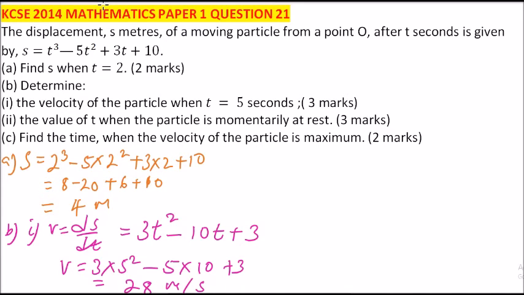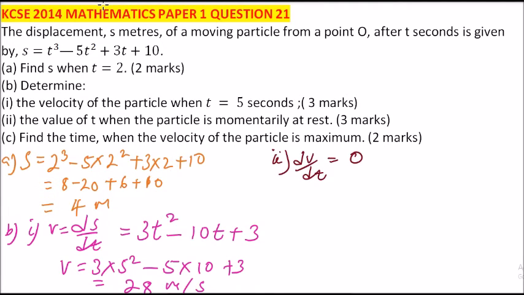Then we have part Roman number 2, where we are told to find the value of t when the particle is momentarily at rest. So at rest, it means that dv over dt is equal to 0, and therefore that is the velocity, and this should be ds.